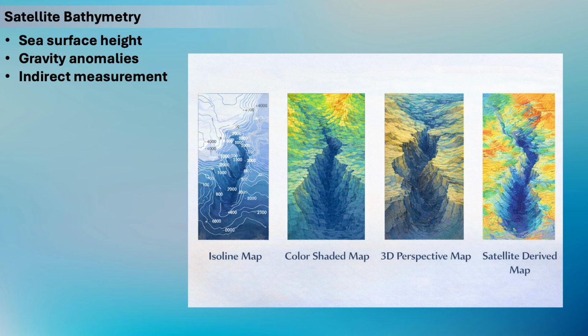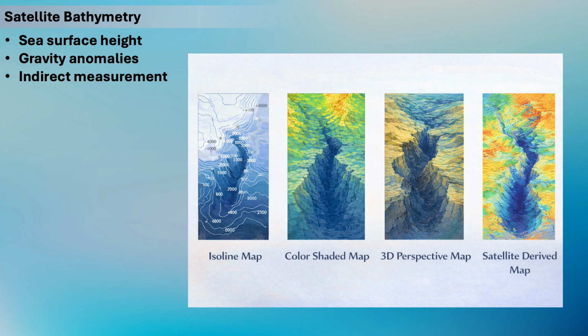Let's take a look at a few examples here. On the left is an isoline map. This uses contour lines to connect areas of equal depth. Just like elevation contours on a land map, closely spaced lines indicate steep slopes, while widely spaced lines indicate gentler terrain. Isoline maps are useful for precise depth comparisons.